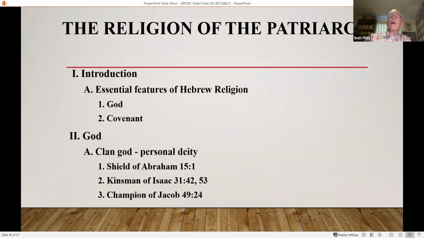We seem to have the idea that there's a particular God for a clan or for a small group of people, kind of a personal deity, because we have these phrases: the shield of Abraham, that's God, or the kinsman of Isaac, or the champion of Jacob. So all of those kinds of things suggest we still have a ways to go, and Moses will help us with that. So let's move on.